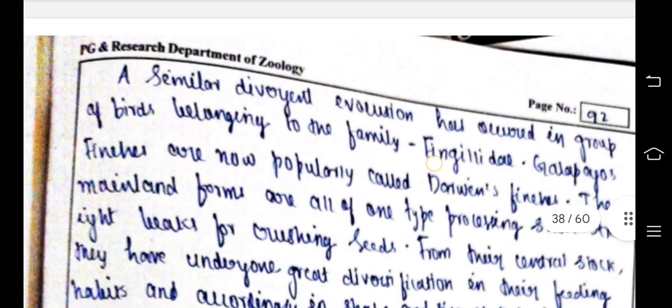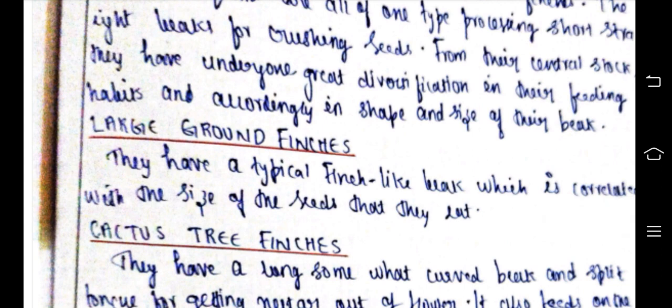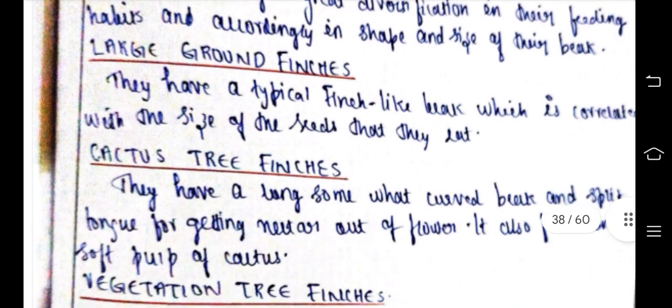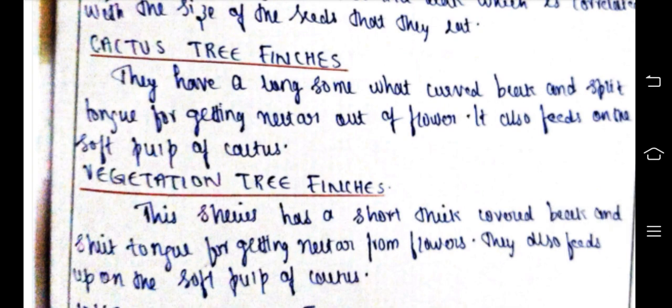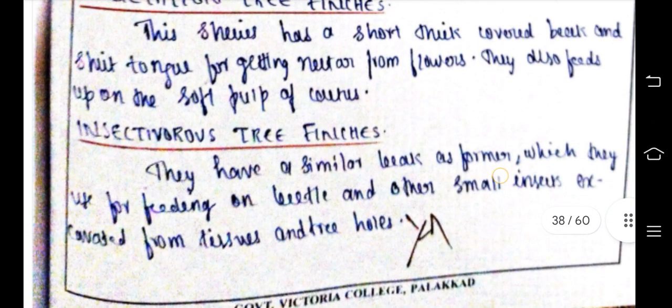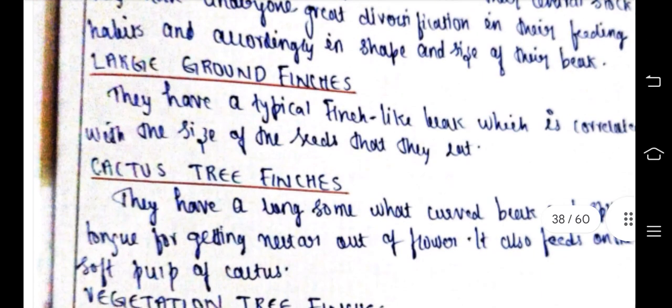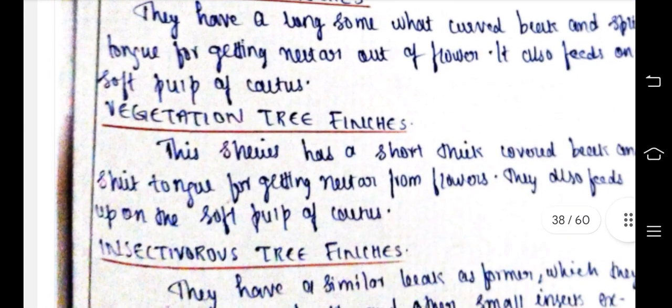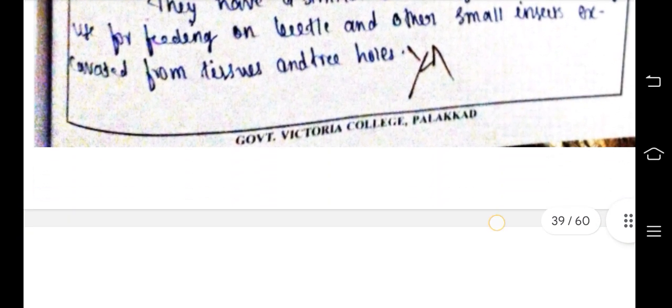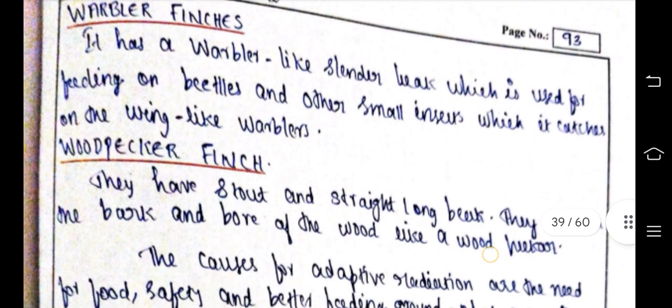The different types of finches are once again mentioned: large ground finches, cactus tree finches, vegetation tree finches, insectivorous tree finches, warbler finches and woodpecker finches.